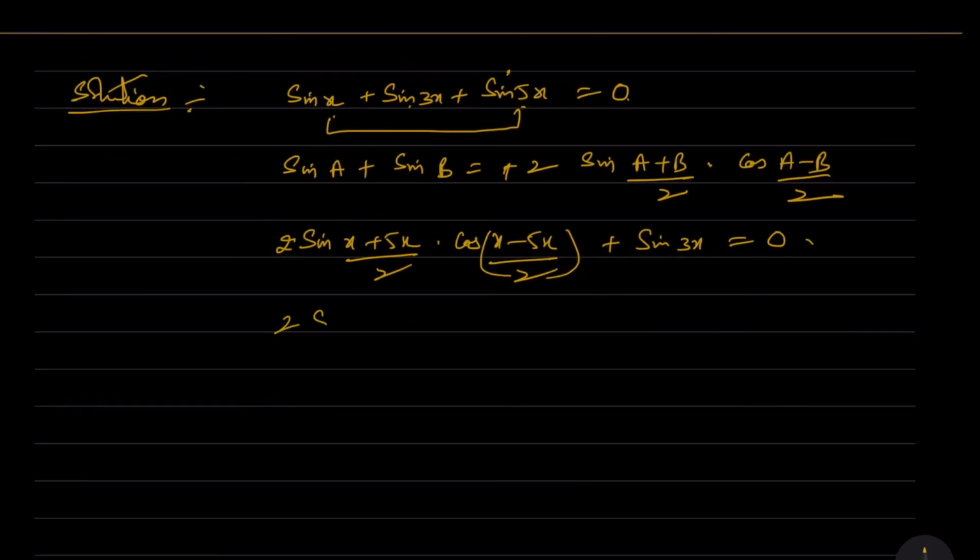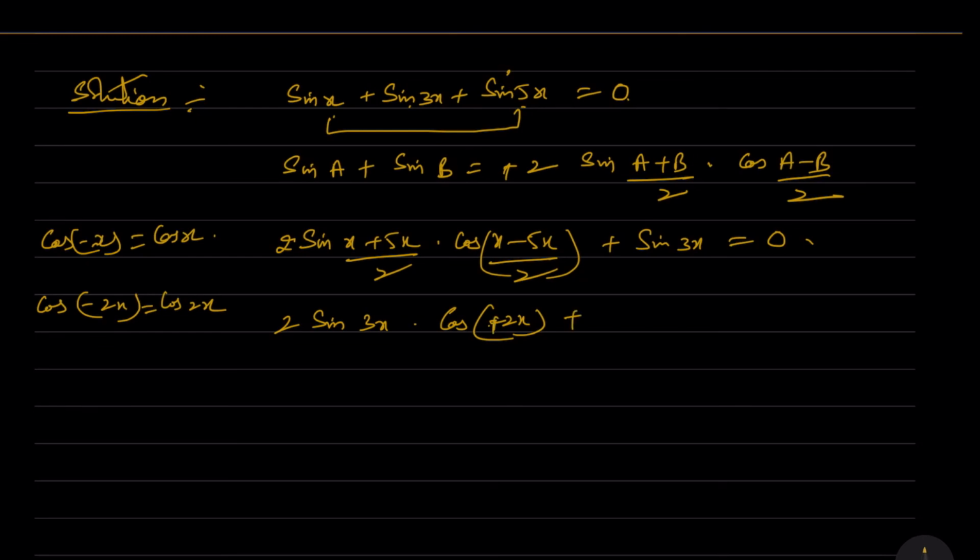So this can be written as 2 sin of, see, x plus 5x is 6x by 2, which is 3x, into, here you are going to get minus 4x by 2, which is cos of minus 2x, and you know that cos of minus x is equal to cos x itself. Therefore cos of minus 2x is equal to cos of 2x. So this becomes cos of 2x plus sin 3x is equal to 0. Therefore you can take out sin 3x common. So you are getting here 2 cos 2x plus 1 is equal to 0.